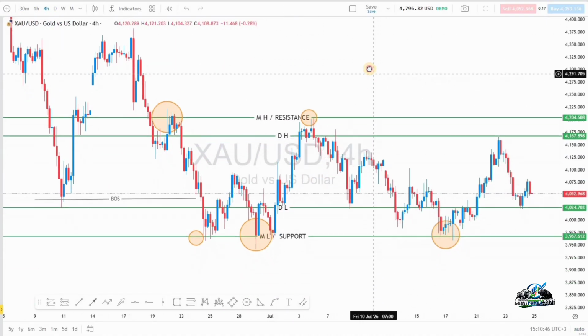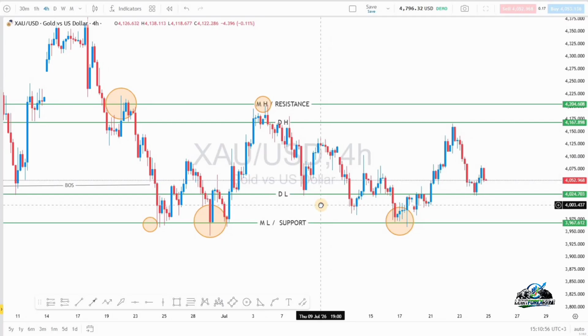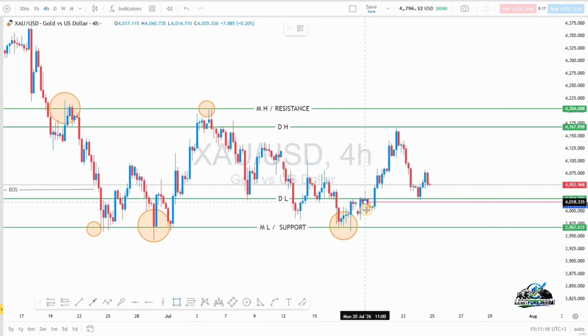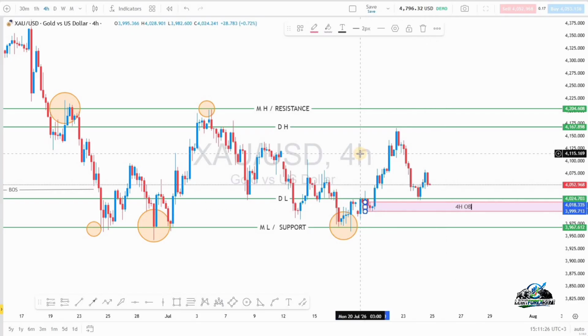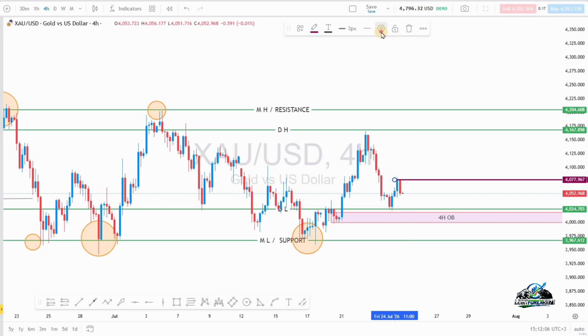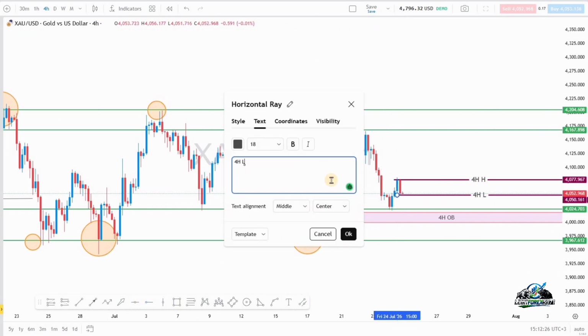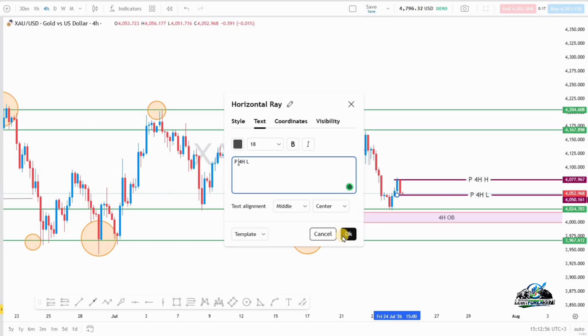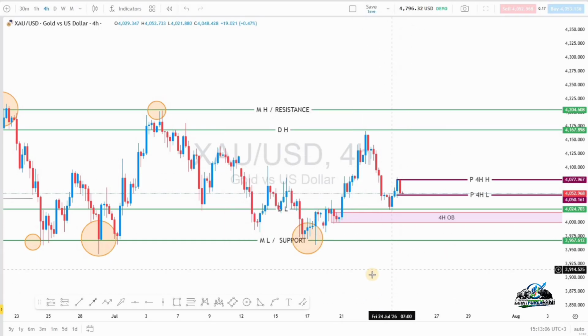Okay, so on our 4-hour time frame, we have a break of structure and support and resistance from our daily chart. As you can see, when you come to the 4-hour time frame, this market has not been moving that far. It has been touching up and down. So we have a 4-hour order block which has not been mitigated. The price came and filled the fair value gap and didn't go anywhere. So this is our 4-hour high and 4-hour low. Let me name it: previous 4-hour high and previous 4-hour low.